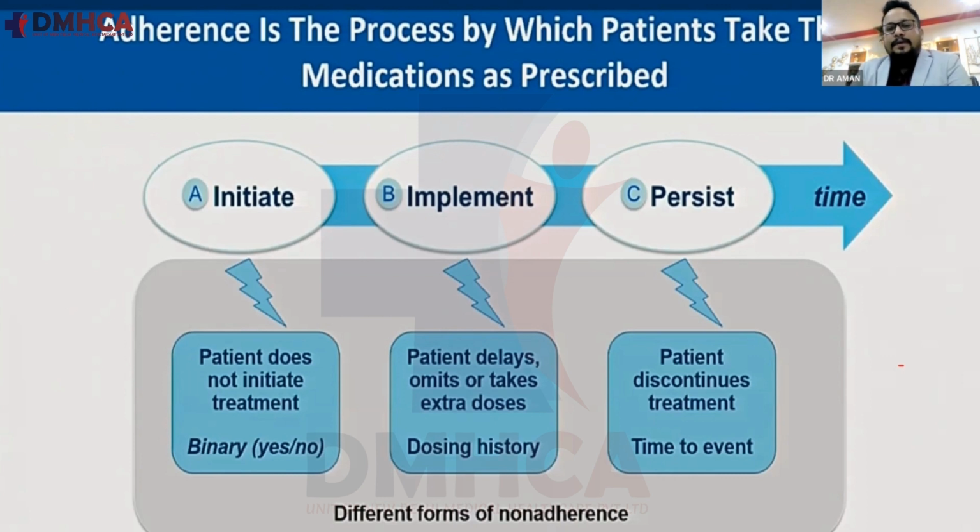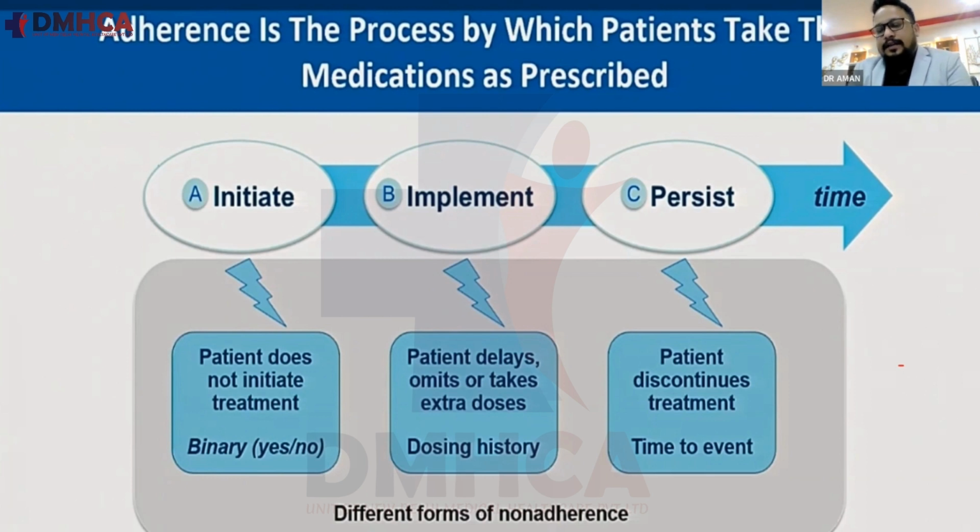Then the second one is implementation. The patient delays it, omits it, takes extra doses. It all comes in the dosing history. When we prepare the patient's medication history, we take the past history and the history of present illness. So there is a column for medication history, and in that medication history, there is a column of dosing history. So the patient delays it, omits it, takes extra doses, etc.